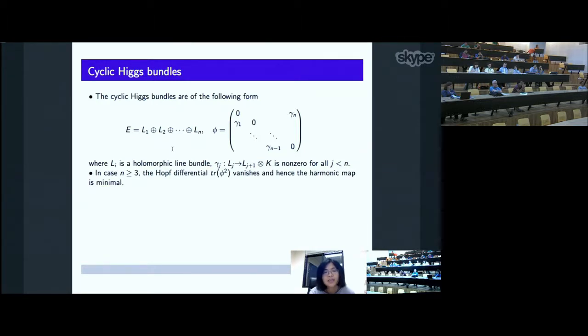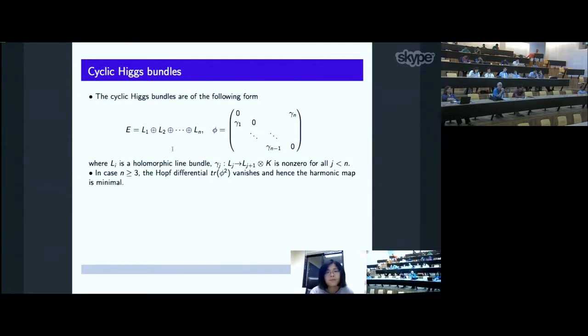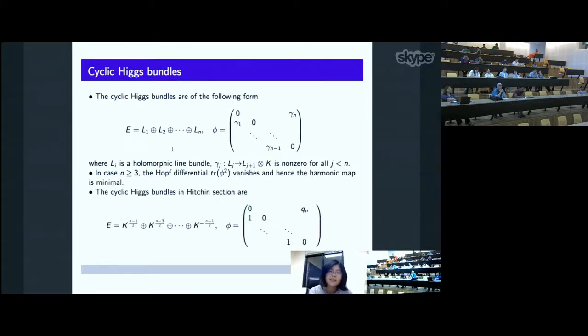In case n is greater or equal to 3, the Hopf differential will just vanish because it's the trace of phi squared. If you just calculate, you can see it vanishes. So if we consider a cyclic Higgs bundle of rank greater or equal to 3, the harmonic map is minimal. And we can see cyclic Higgs bundles also intersect the Hitchin section. And in each Hitchin fiber, the cyclic Higgs bundles in the Hitchin section are always in this form because we already require both conditions. So it's actually parameterized by the n-differential, the highest differential.